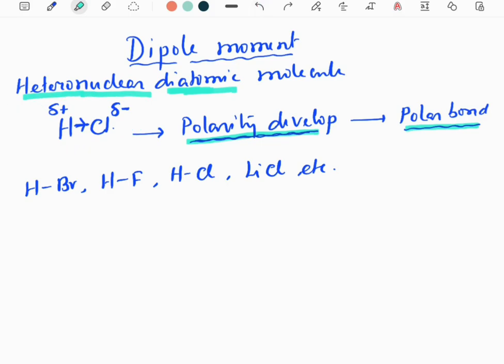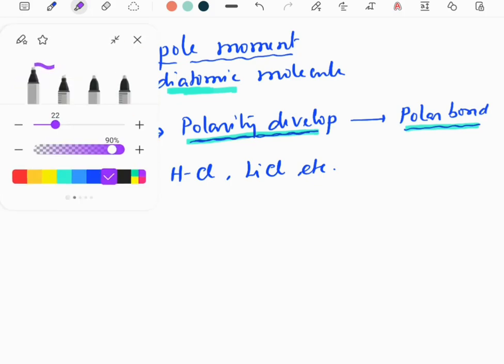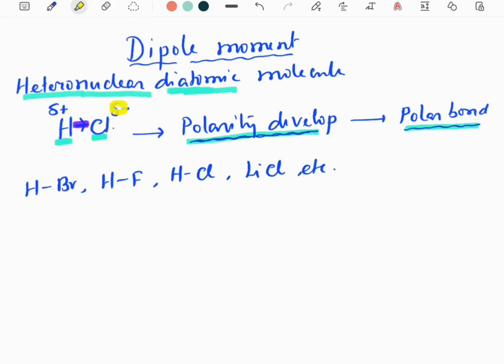Now in this heteronuclear diatomic molecule, you see that the chlorine is more electronegative than the hydrogen. So this bonded pair of electrons will get shifted towards the chlorine atom. Now if this bonded pair of electrons gets shifted towards the chlorine atom, the chlorine will acquire a delta negative charge and the hydrogen will acquire a delta positive charge.